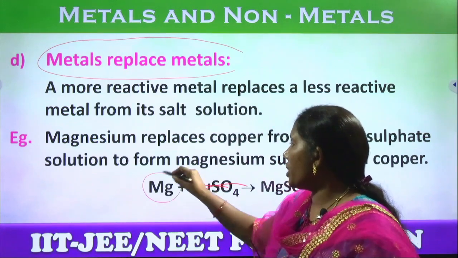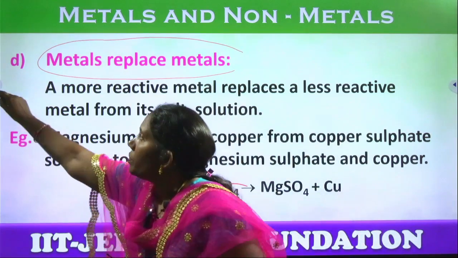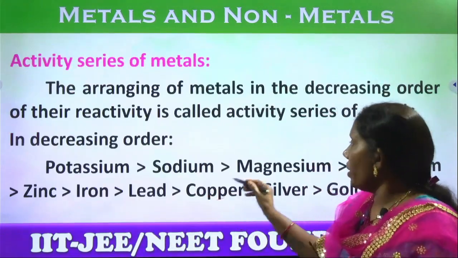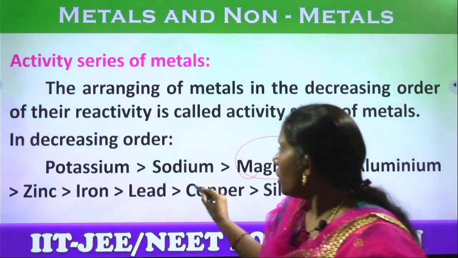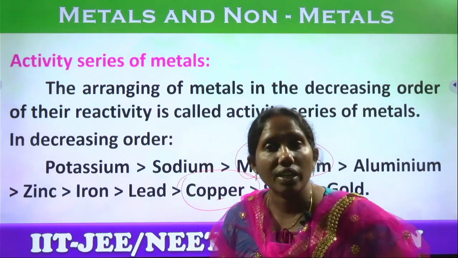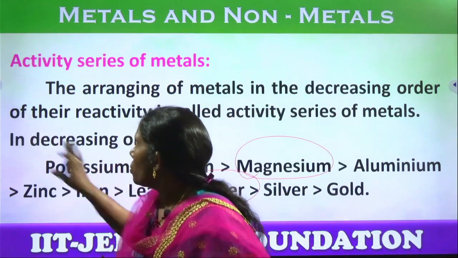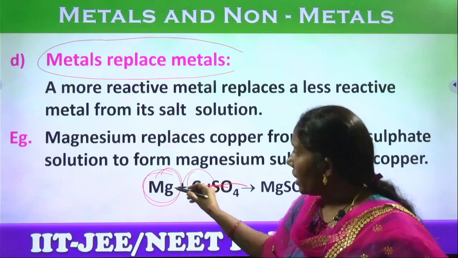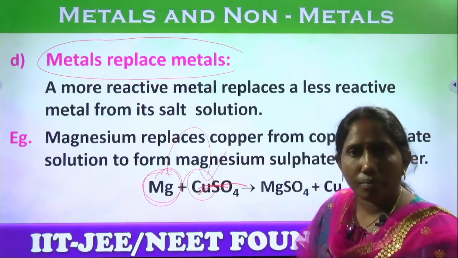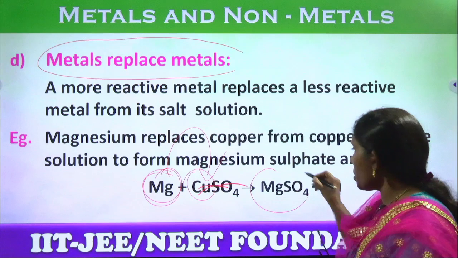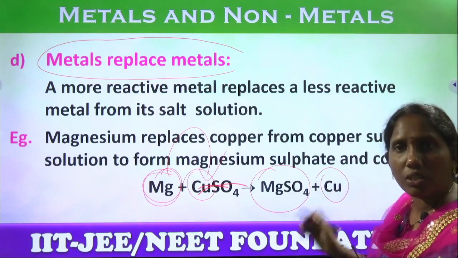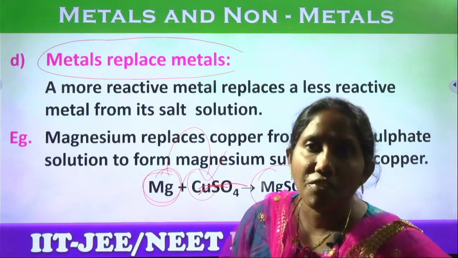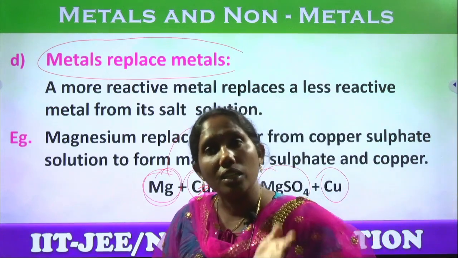See here, magnesium is given, copper is given. If you check our reactivity series, magnesium is here, copper is here. Which is more reactive? Magnesium is more reactive. So magnesium is more reactive than copper, so magnesium can displace the copper. So the product is magnesium sulfate and copper comes out. This is the experiment done in the lower classes, FeSO4 and CuSO4. Iron can displace copper.